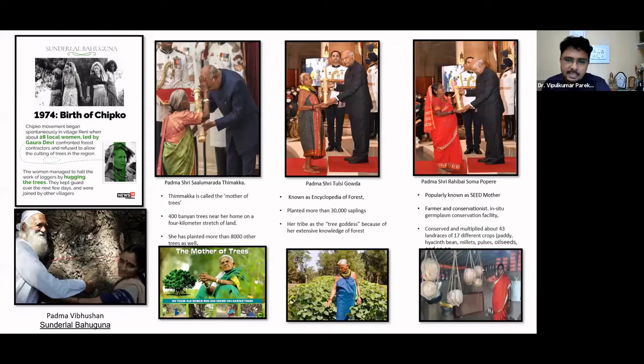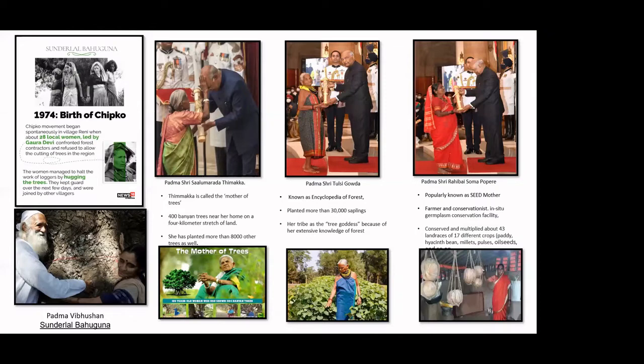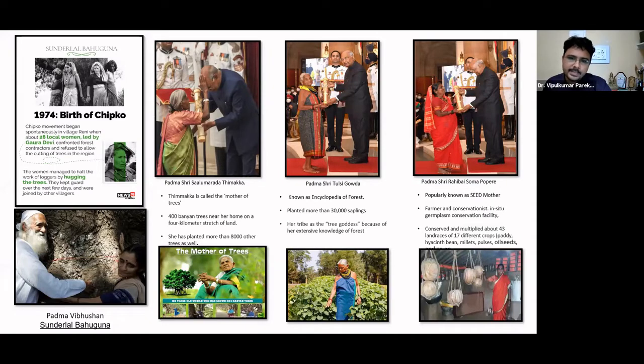And that is what is done by many of our mothers and sisters of India. You know about the Chipko movement, which was started by the lady Gaura Devi and led by Sundarlal Bahuguna. But in recent times, if we see Padma Shri Saalumarada Thimmakka, Tulsi Gowda, or Rahibai Popere, these are all ladies who gave their lives for the conservation of seeds. And you are well aware of the story of Saalumarada Thimmakka.